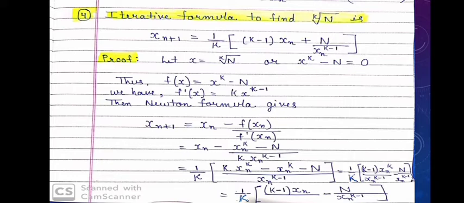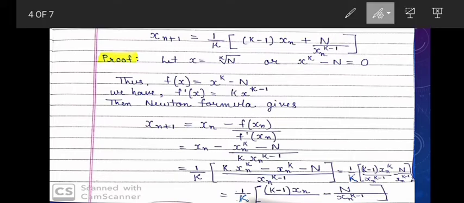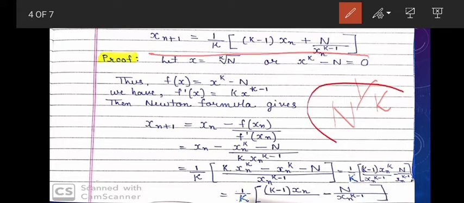Okay, 1 by k, it is a root over k. Outside it is written k, it means n to the power 1 by k. This is the meaning of k-th root of n. So according to the iterative formula, this is the formula for solving this type of question. So you have to remember all these formulas. But first I will explain how I got this formula.